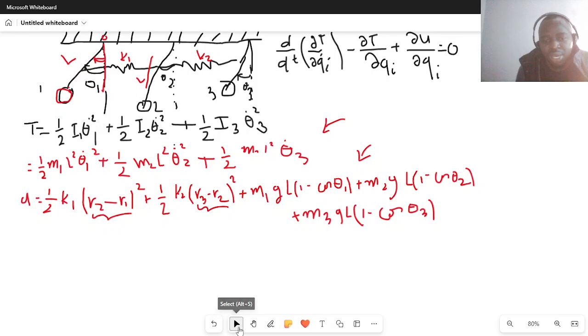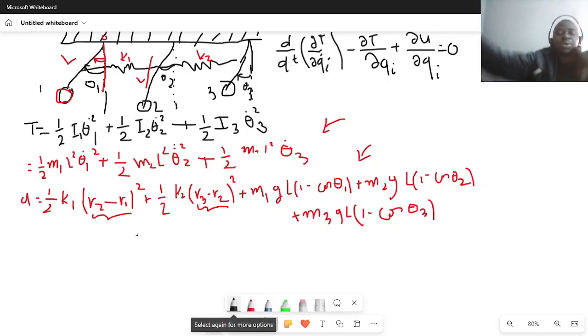Now, here we go. Let me use the black marker. I want to explain the R. These are where they are coming from.